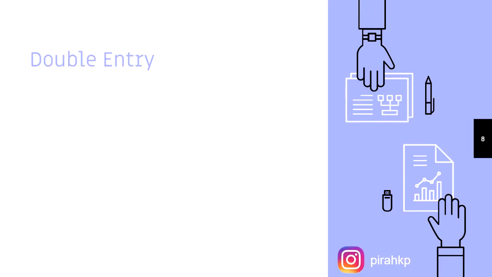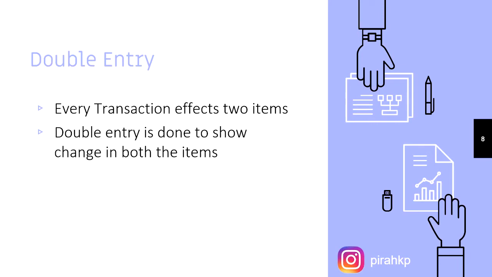First, let's look at what's double entry. What do you mean by double entry? Every transaction affects two items. We have established that. Whenever you achieve something, whenever you get something, your destination, there will always be a source for it. Hence, two accounts will be affected. There will be two items. Double entry is done to show change in both the items. Exactly what you are giving up to get the other thing.